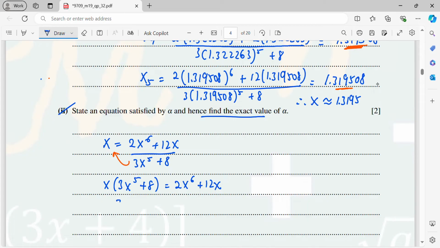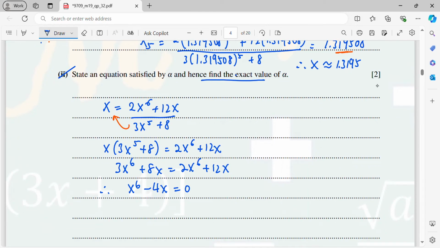Okay, so now for the left hand side, do expansion first. So which means your equation is going to be x6 then minus 4x. This is your equation. Okay, and hence find the exact value of alpha. So when you solve this, the exact value, right? So we will factorize the common term. So the common term is the x. Then you get x degree 5 minus 4 equals to 0.